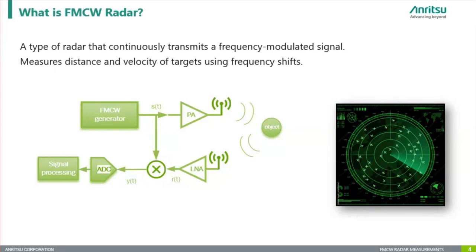The mixer outputs both the sum and difference frequencies, known as the beat frequency, which gives the range and velocity information. This beat signal is then passed through an analog to digital converter, what we call ADC, and processed in the signal processing block. The final output can be visualized on a display or used for further analysis.